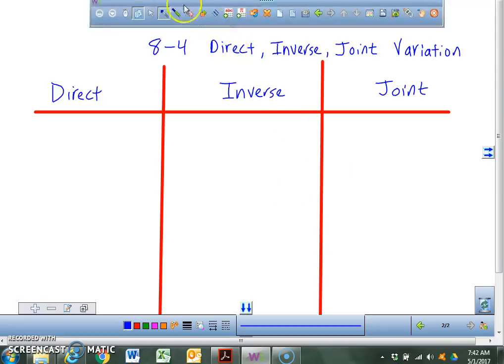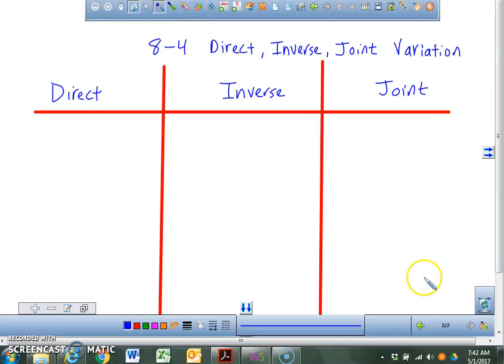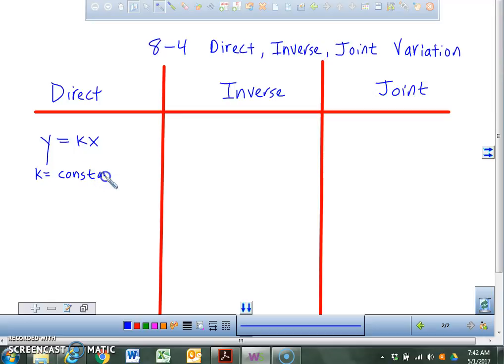All right, today we're going to be talking about direct, inverse, and joint variation. Now, there's three formulas that you need to know. One of them is y equals k times x. By the way, just so you guys remember, k equals a number called the constant of variation.